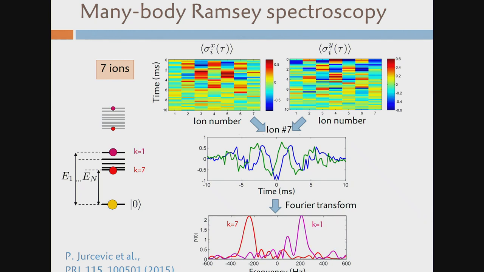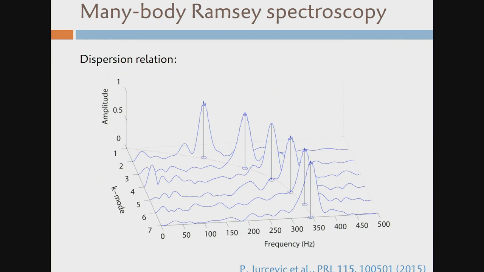And so I can repeat with a different initial configuration and study all the peaks that appear in my spectrum just by Fourier transforming the time evolution. What this tells me now, if I create a superposition of, say, the k equals 1 and k equals 7 modes, is the frequency difference between these two modes. I'm doing spectroscopy of these quasi-particles. And now we can plot the frequency as a function of the k number, and I get the dispersion relation. So I'm understanding now how these quasi-particles propagate in my system just by doing this Ramsey spectroscopy technique, which is really a very powerful tool.